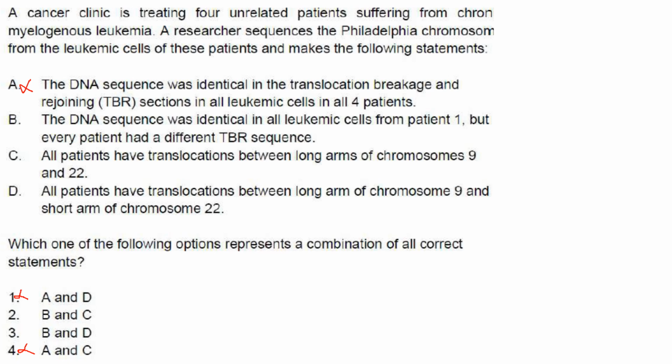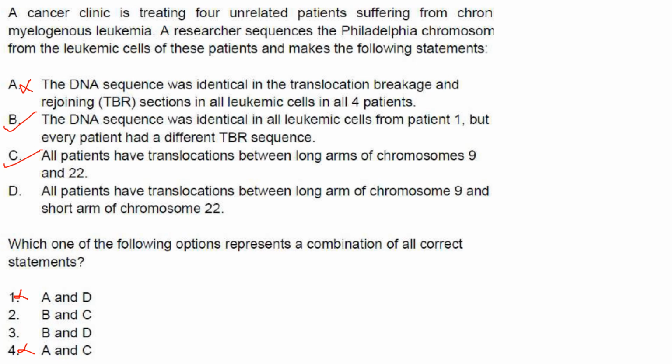Now next one. The DNA sequence was identical in all leukemic cells from patient 1. Yes. But every patient had different TBR sequence. I explained that just now. So B is correct. All patients have translocation between long arm of chromosome 9 and 22. Yes. That is correct. That is Philadelphia chromosome.